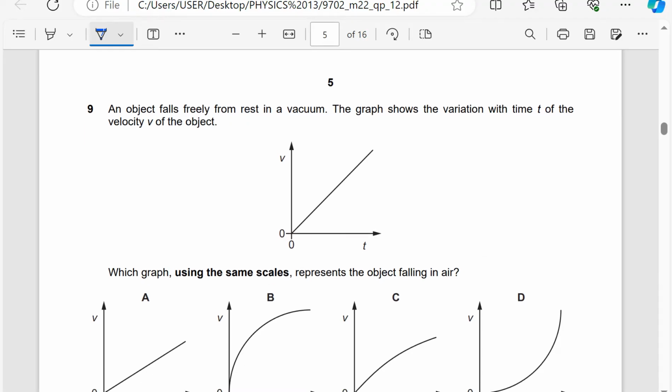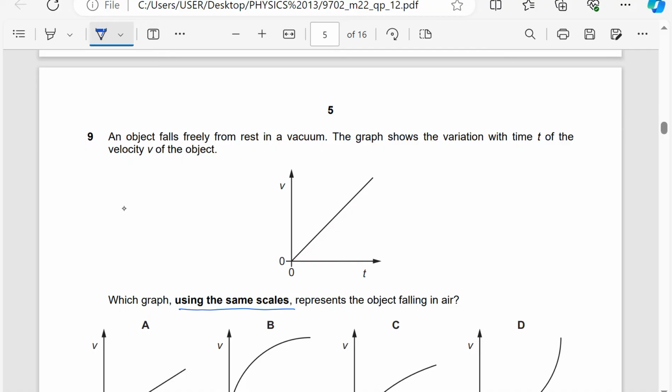An object falls freely from rest in a vacuum. The graph shows the variation with the time t of the velocity v of the object. Which graph using the same scales represents the object falling in air? So let's say this is the top speed in a vacuum, the acceleration is constant here. In air, we know that the acceleration must decrease.